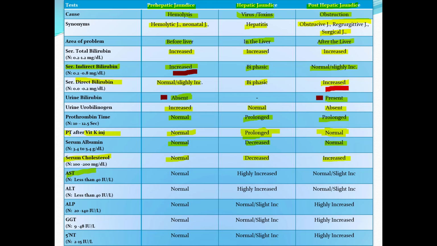When you look at the AST and the ALT, they both have the same picture of being highly increased in hepatic jaundice because they are abundant in the hepatic parenchyma. It will be normal in pre-hepatic and will be normal or slightly increased in the post-hepatic jaundice. Look at the ALP, gamma GT and 5-nucleotidase; all have the same pattern. Will be normal in pre-hepatic jaundice, will be normal or slightly increased in hepatic jaundice, will be highly increased in the post-hepatic jaundice. So this tells about the differential diagnosis of liver function.